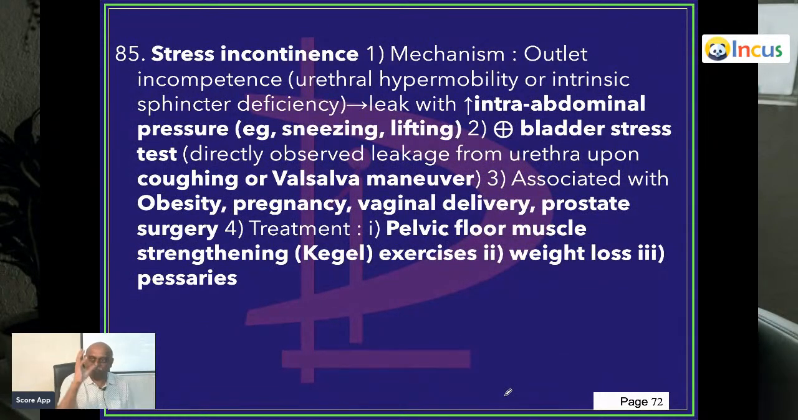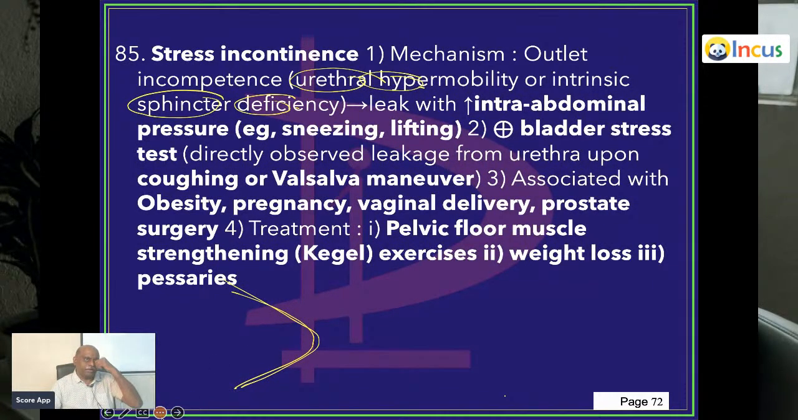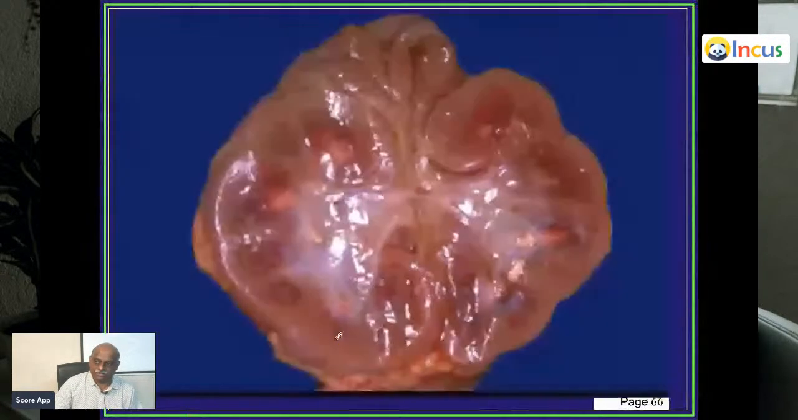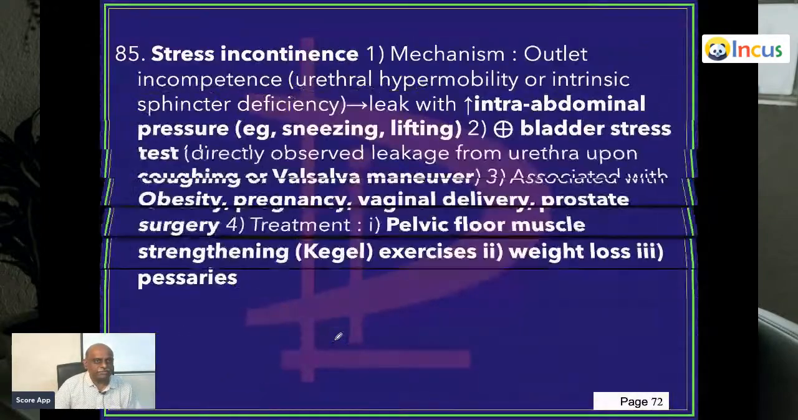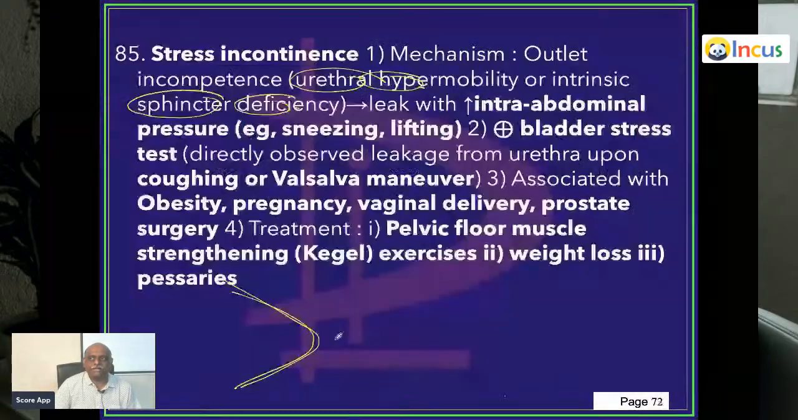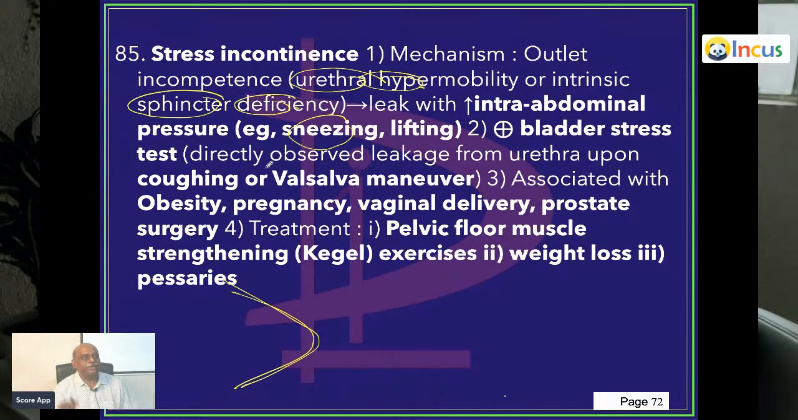Now, 4-5 points about each of them. Stress incontinence. Any problem with intrinsic sphincter deficiency or urethral hypermobility, because the urethrovesical angle is affected, leads to stress incontinence, whenever the intra-abdominal pressure increases. So a lady who had 5 to 6 deliveries is a typical patient. She went to a party, there was a joke, she was laughing, and that led to seepage of urine. Any lifting, sneezing, anything.